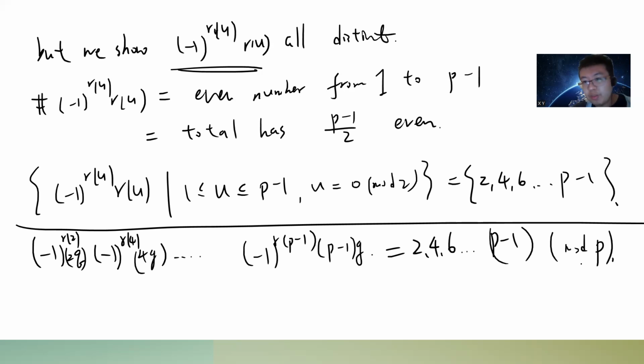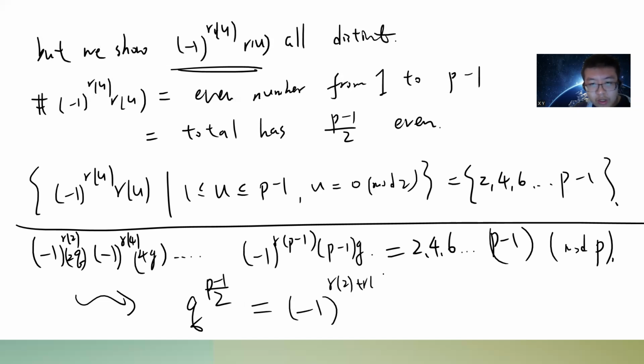Since P is odd, I can cancel this 2, 4, 6. So finally I will get the following: Q to the P minus 1 divided by 2, because this equals minus 1, times the product of -1 R2, R4, up to RP minus 1. There will be an additional minus sign, but since we only care about mod 2, it's fine.